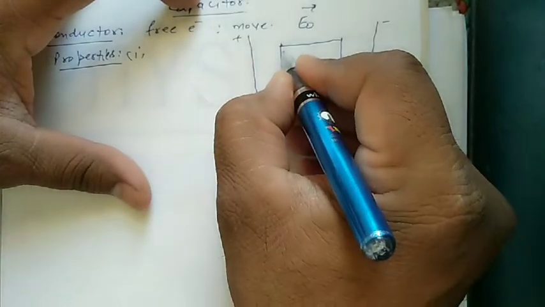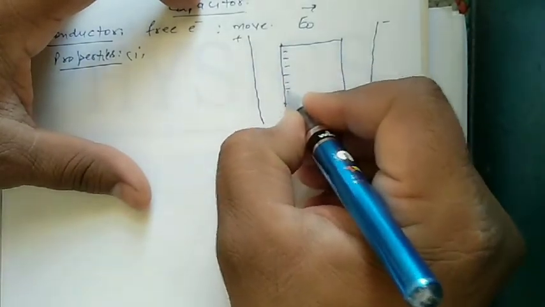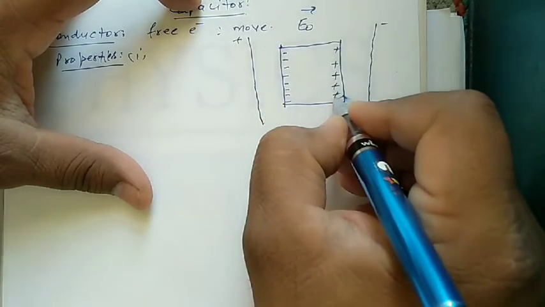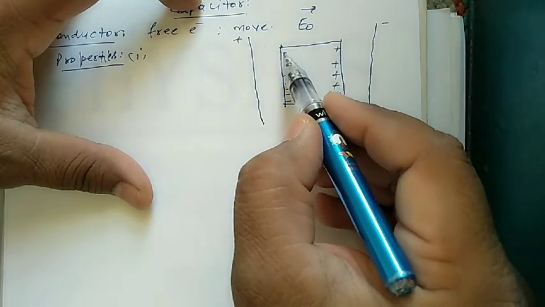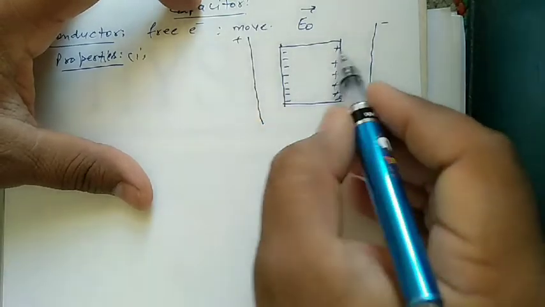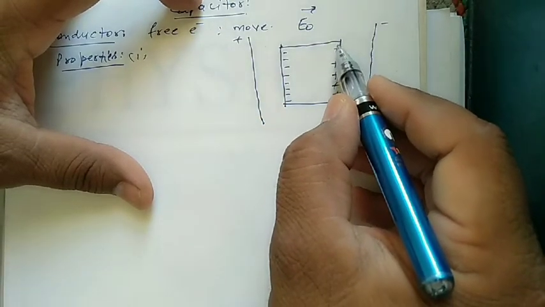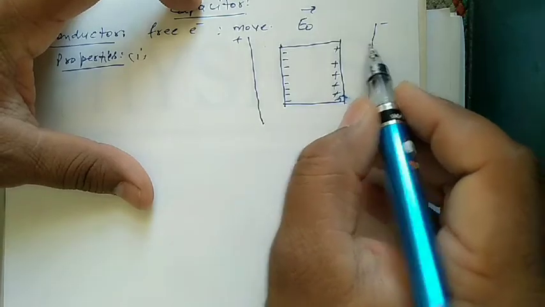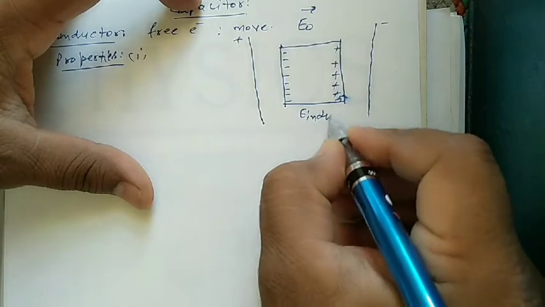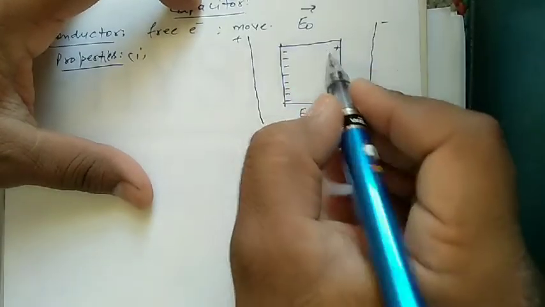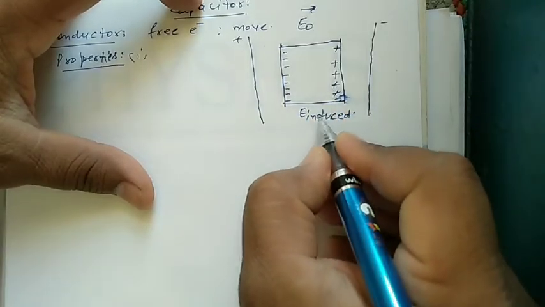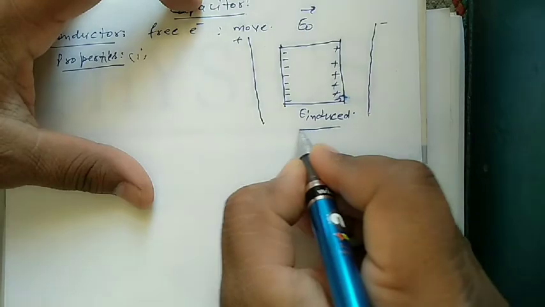Due to induction, negative charge will be induced on this side, and due to induction, positive charge will be induced on this side. Therefore we can say negative charge is induced on the surface which is near to the positive charge, and positive charge is induced on the side which is near to the negative charge. Now this is induced electric field, E induced, and the direction of induced electric field is from positive to negative.